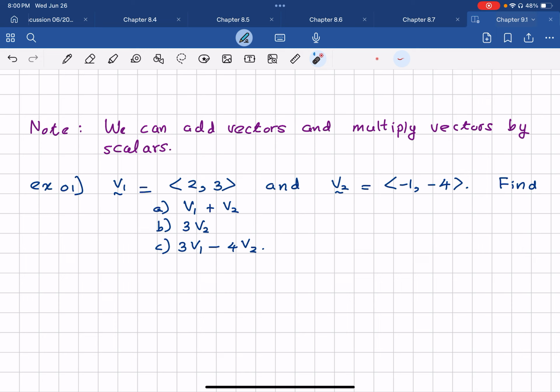Right, so let's consider this example. This is about scalar multiplication and vector addition. I have given two vectors v1 and v2. v1 is (2, 3), v2 is (negative 1, negative 4). In part A, I have been asked to evaluate v1 plus v2.